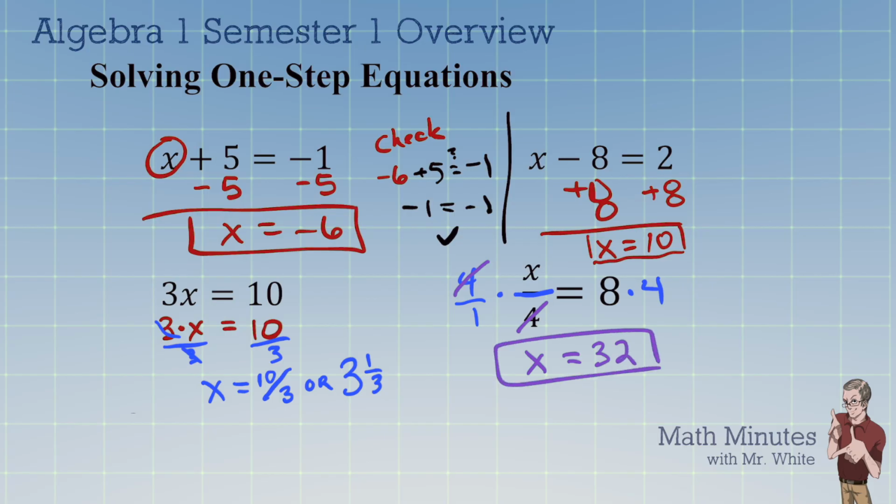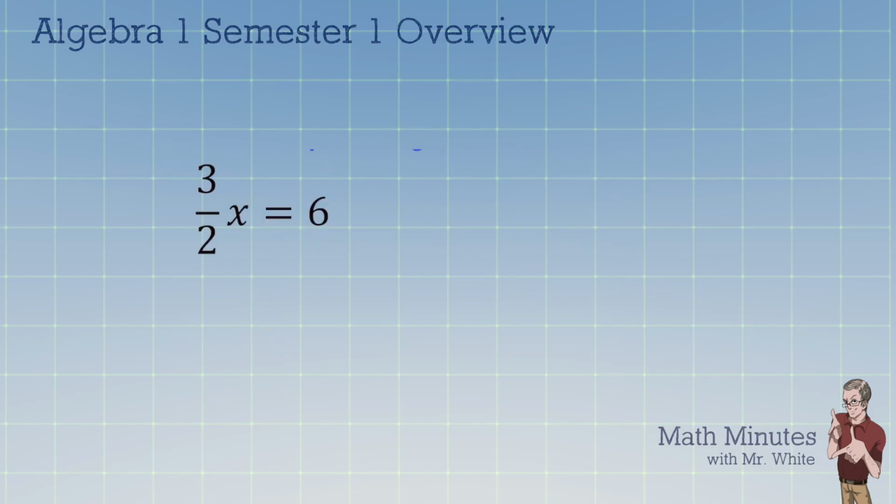So you could plug it in. You could check, right? 32 divided by 4, does that equal 8? Yes, it does. So that's the answer. Okay, this last example, 3/2 x equals 6. This is one that students, again, freak out when they see the fractions and they're worried about, well, how do I get rid of that? I certainly don't want to divide by 3/2 like that because that would be so confusing, right? So instead, we remember how to divide fractions.